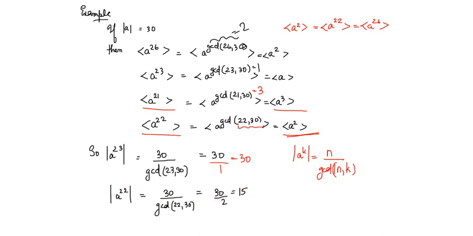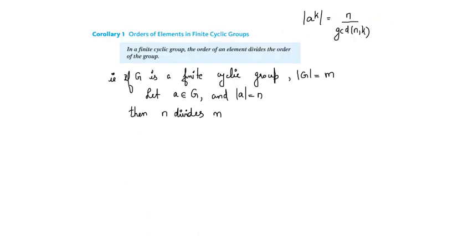So this is how we apply that theorem. Then we will have some corollaries for this theorem. The first one says that in a finite cyclic group, the order of an element divides the order of the group. So if you have a finite cyclic group, the order of an element will divide the order of the group. That is the first corollary.